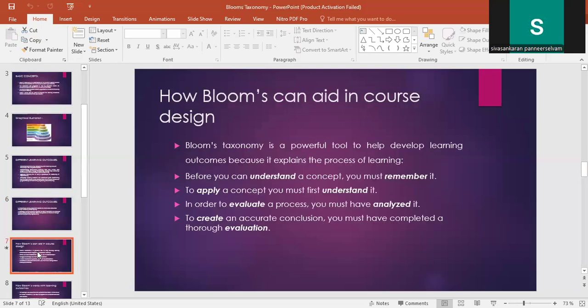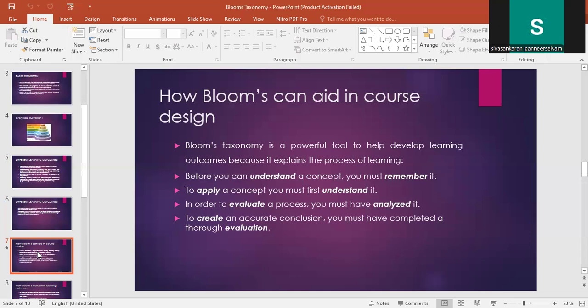How can Bloom's taxonomy be very helpful in preparing the course design? I mean the lesson plan. Every teacher will have a lesson plan before the commencement of the course. In the lesson plan, there are certain do's and don'ts to be followed by every course instructor while preparing it.